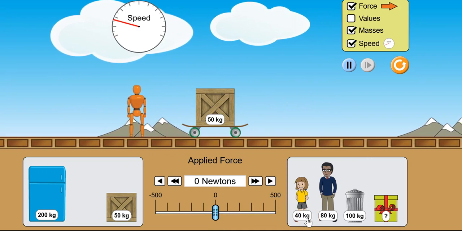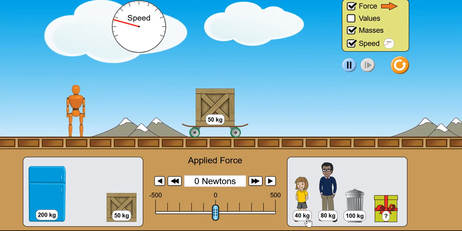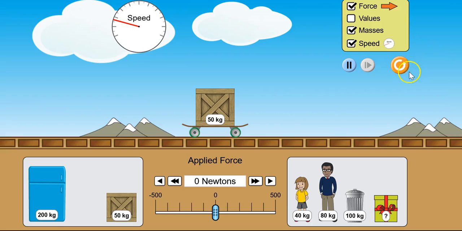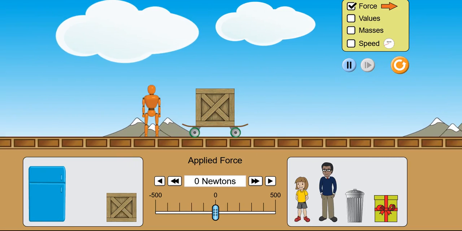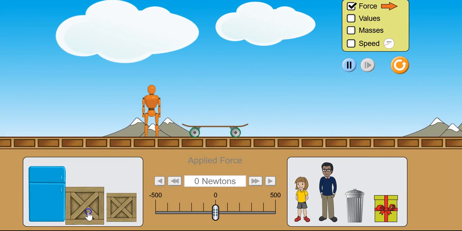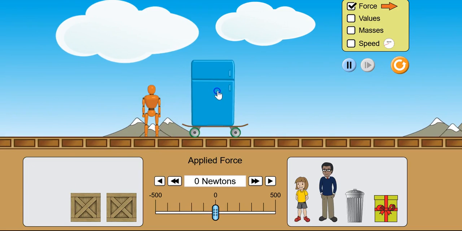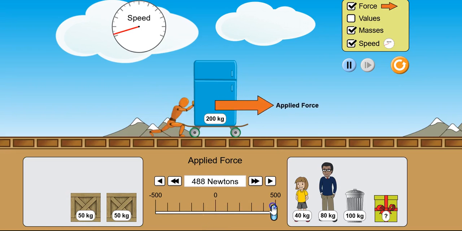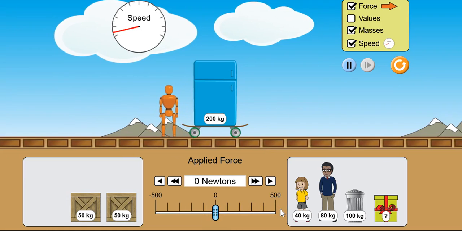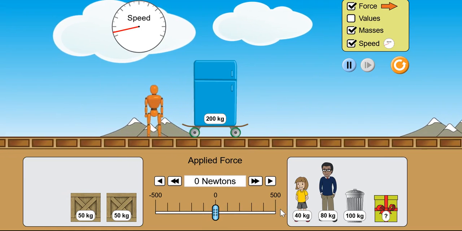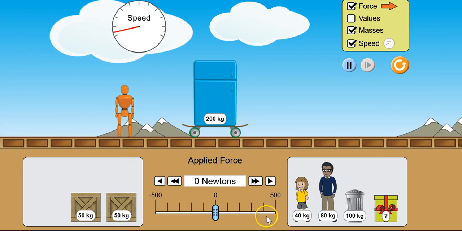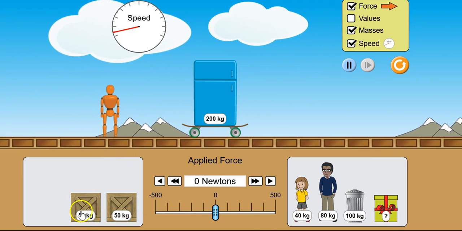500 newtons. Okay, it did increase the speed, but again, oh no, you know what? I forgot to put the refrigerator on. Let's stop it again and reset it. Put the refrigerator on. Mass, speed. All right, 500 newtons, let's go. Oh my goodness. Look how much more slowly it went at 500 newtons than when there was a lower mass of 50 kilograms for the box.